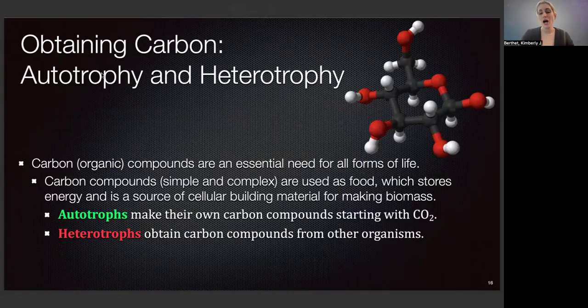Okay, let's talk about autotrophy and heterotrophy. We may have heard these terms before. If we're looking at humans, we're known as heterotrophic organisms. If we're looking at plants, those are autotrophic organisms. The biggest difference here is that an autotroph is able to make their own carbon compounds like glucose, the beginning of the food chain, that carbohydrate that we use. Heterotrophs, on the other hand, don't make their own carbohydrates. They have to obtain their carbohydrates from other organisms.